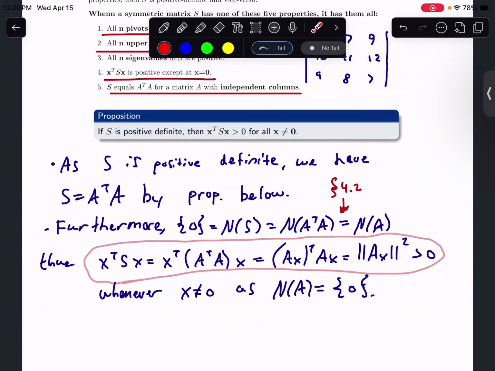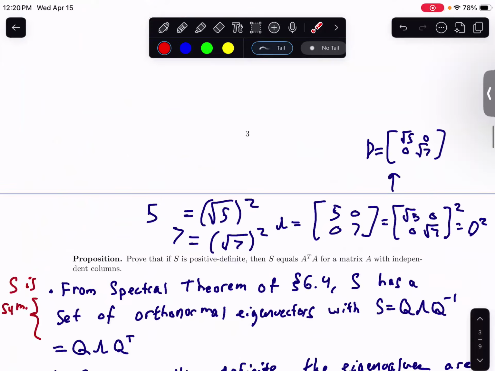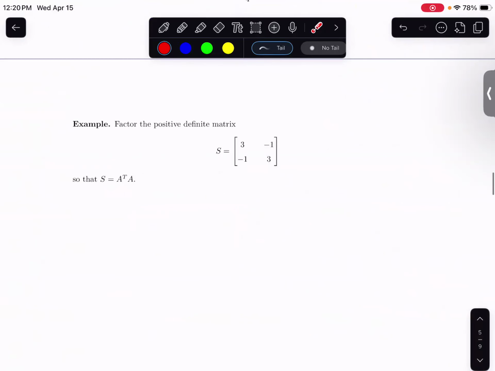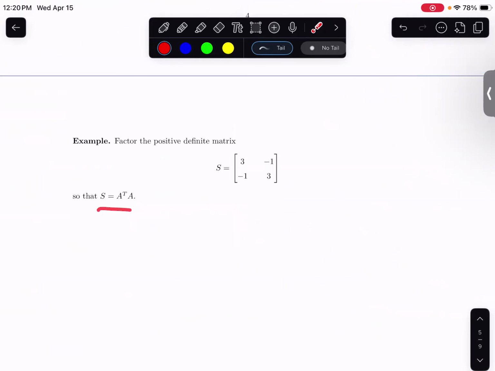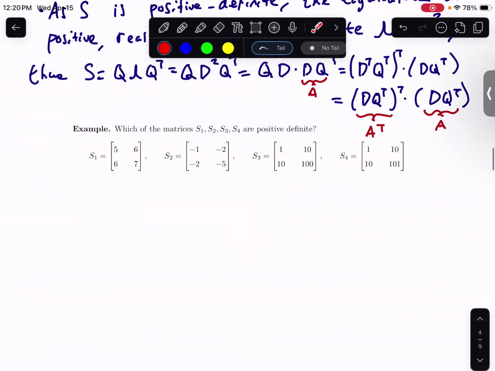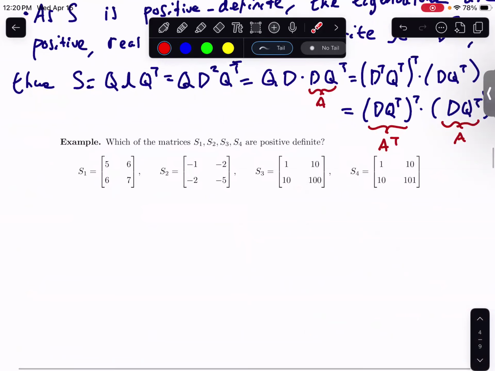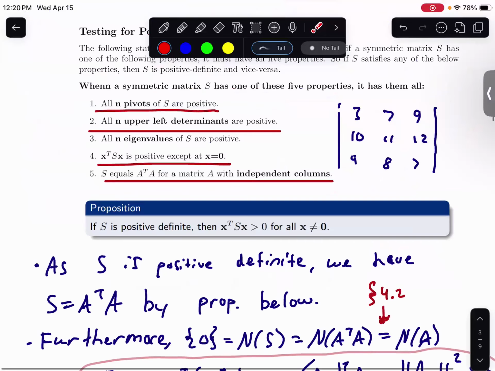Okay. We're going to do some explicit examples now. And then I think there's one where you want to actually do this like factorization. So I'll give you a matrix S, and then you want to determine what A transpose times A is going to be. So this next example, I give you 4 matrices, and I want you to determine whether or not they're going to be positive definite using any of these definitions here.